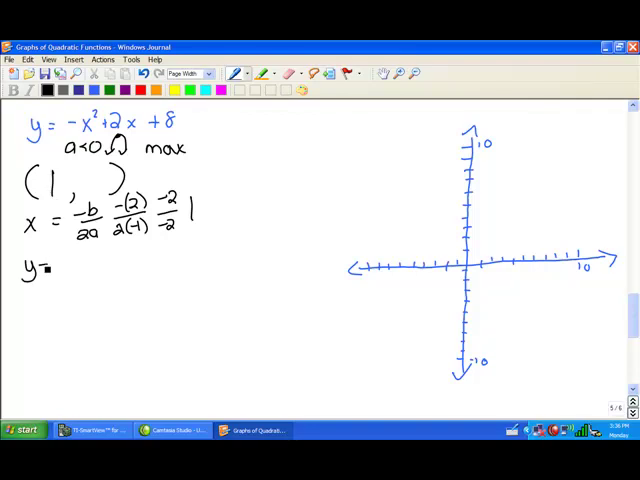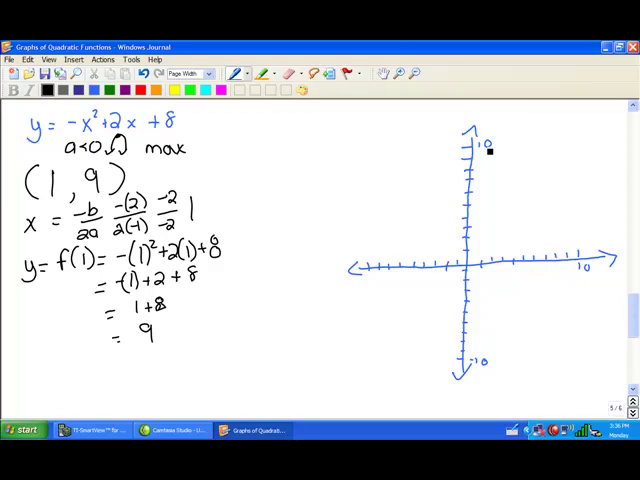To find our y value, we plug our x value into the function. So we're going to take the function value of 1, being the opposite of 1 squared plus 2 times 1 plus 8. That's going to be the opposite of 1 plus 2 plus 8. Negative 1 plus 2 is going to be 1 plus 8. Our y value will end up being 9. We can go ahead and plot our vertex of (1, 9) on our coordinate system.